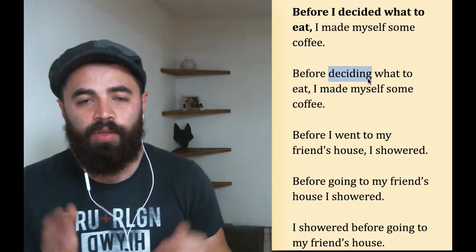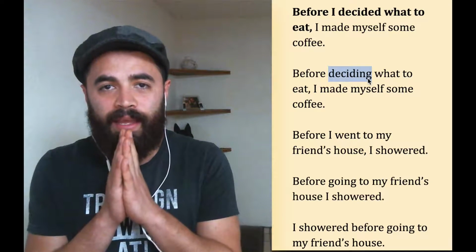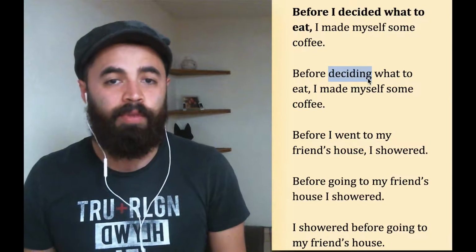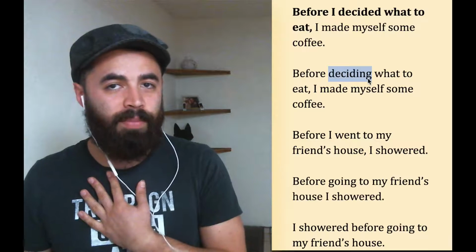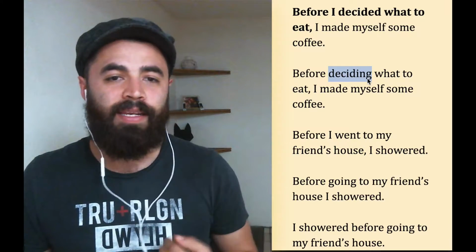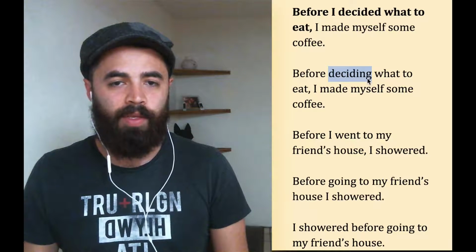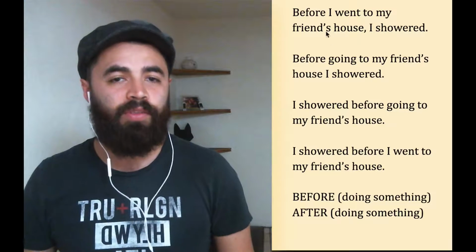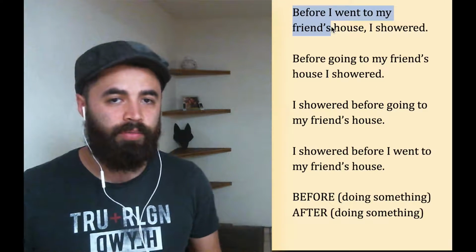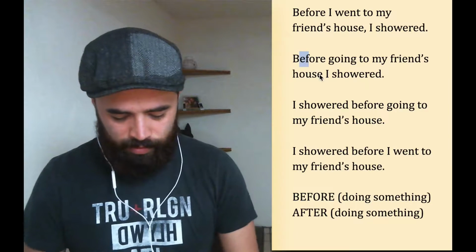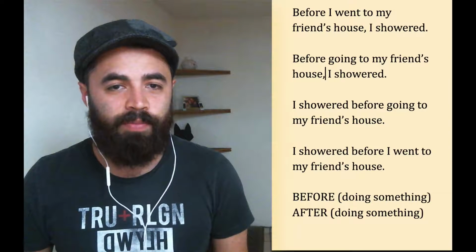Hopefully you can see we use this when it's kind of obvious who we're talking about. Before deciding what to eat, I made myself some coffee. Of course, we're talking about me, right? Before I decided what to eat. Okay, more examples of the same kind. Before I went to my friend's house, I showered. Before going to my friend's house, comma, I showered.